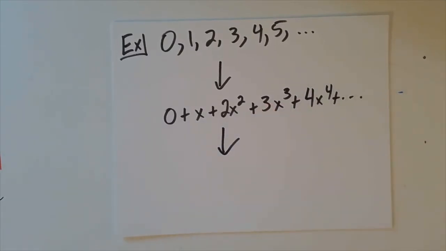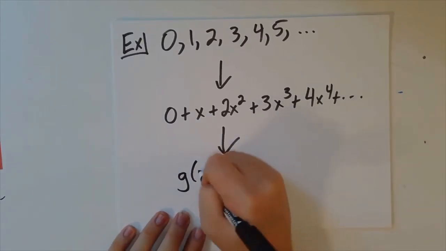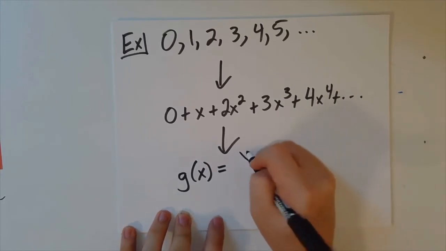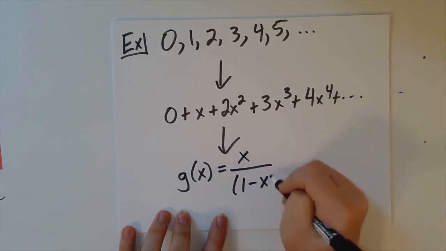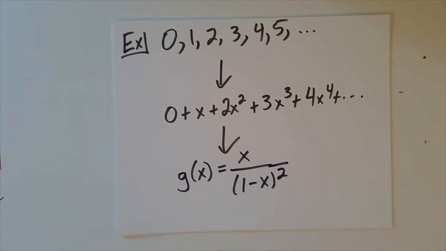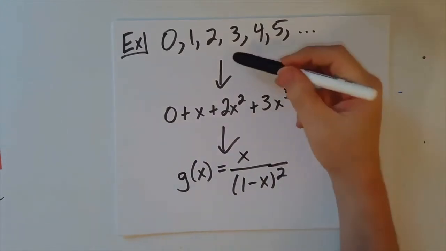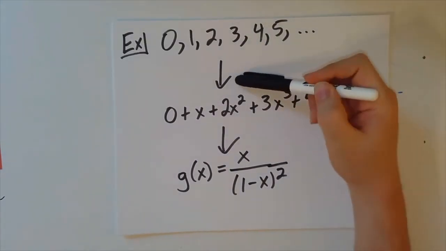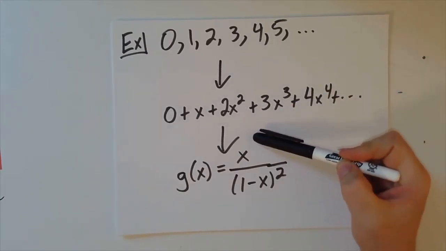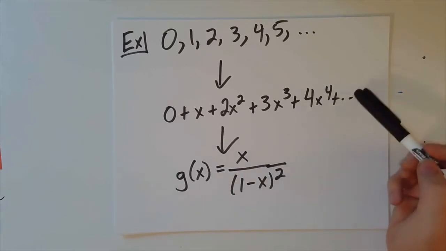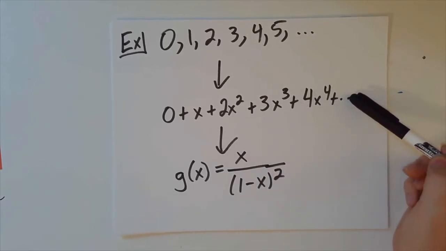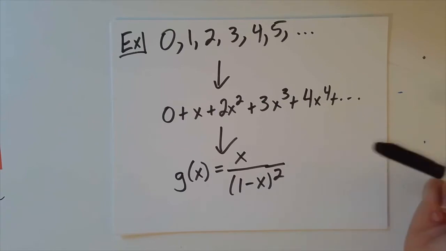And what does this get translated to? Well, this is a function now, and you can figure out what kind of function it is. In fact, it's the function g of x equals x over (1 minus x) squared. Now, I'll note this arrow here is completely trivial. This arrow is less so. How on earth did I get from here to here? What is the secret? How did I do that?